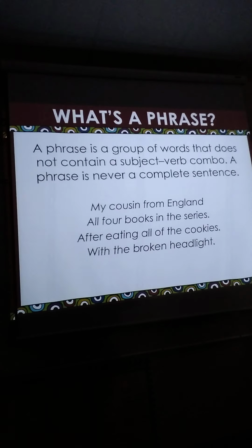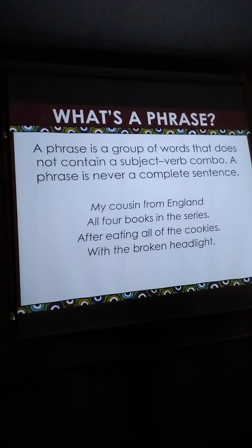So they're an incomplete sentence. If you look at the examples, my cousin from England, okay, we don't know anything more. You've only given us the subject, where they're from, but you haven't given us that verb. So, what about your cousin? All 4 books in the series. What about them? You've given us the subject, the noun, the 4 books in the series, but what about them? We're missing the verb.